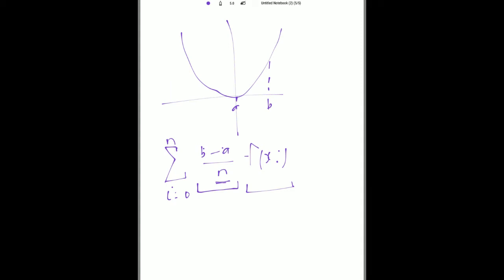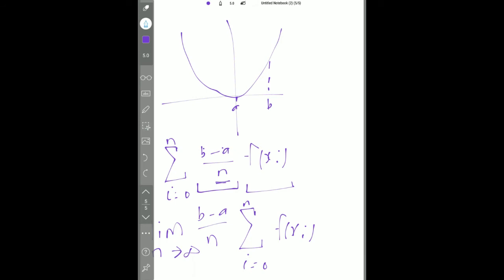For the base of the rectangles to be as small as possible, we need as many rectangles as possible. So what are we going to do? We are going to let n approach infinity. How are we going to do that? We're going to find the limit of, let's take out the (b minus a) over n, since that would be a constant, the sum of f of xi from i equals 0 to n as n approaches infinity.